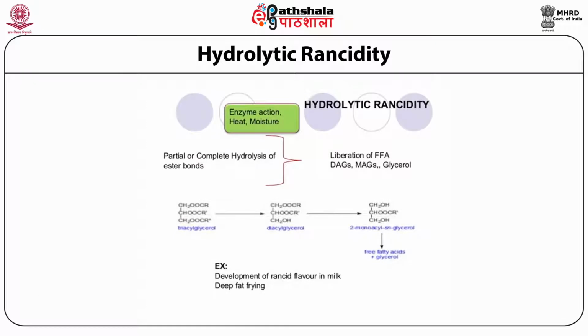In this figure, it is evident that when any fat undergoes partial or complete hydrolysis, then the ester bonds are hydrolyzed with the action of enzyme, heat, and moisture, and free fatty acids are liberated. Diacylglycerols, monoacylglycerols, or glycerol is formed, and a bad odor is obtained after this hydrolytic rancidity. So this figure is indicating the development of rancid flavor in milk and also the bad flavor which occurs in fat after deep fat frying.